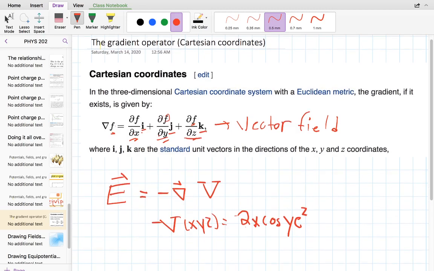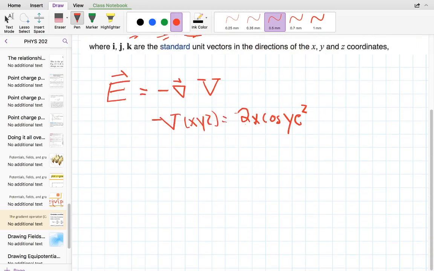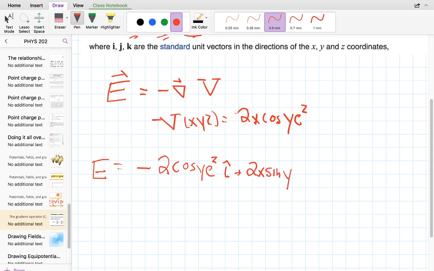Let's do it. The electric field that corresponds to this potential would be E equals negative the derivative of this function with respect to x, which is 2 cosine y e to the z in the x direction, plus the partial derivative with respect to y, which is 2x sine y, actually minus sine y. Oh, well, we've got a minus out front of the whole thing, so the minus actually makes that a plus.